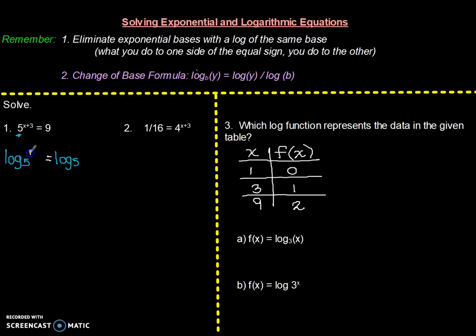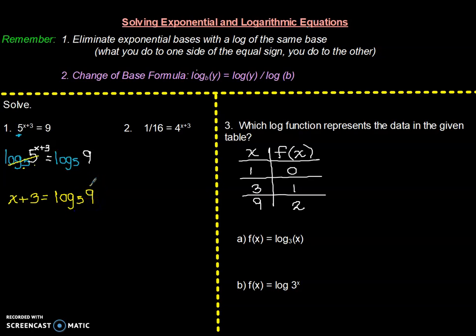So I'm going to bring down 5 to the x plus 3 power on the left, and I'm going to bring down the 9 on the right side of the equal sign. What happens here is that when you have a log base and an exponential base that are the same number, they will eliminate one another. If you don't have a base, this is no longer an exponent. So we can just bring down the x plus 3 equals log base 5 of 9.